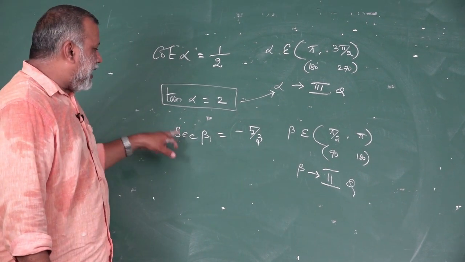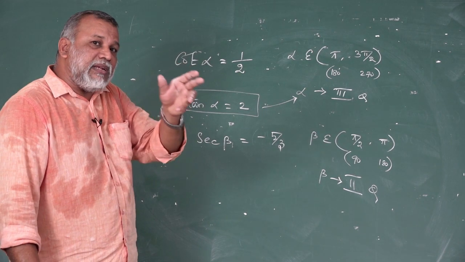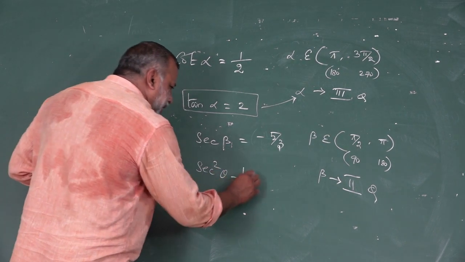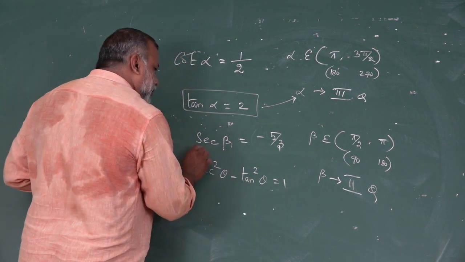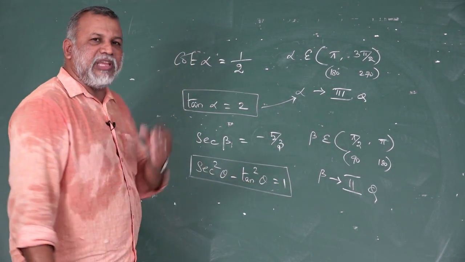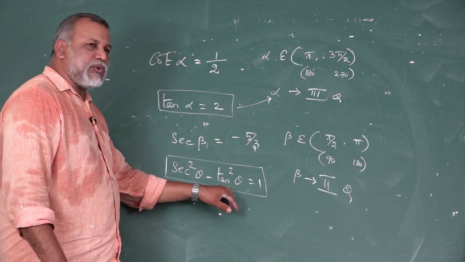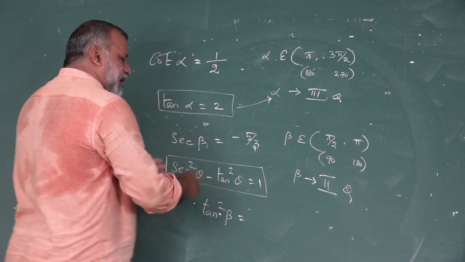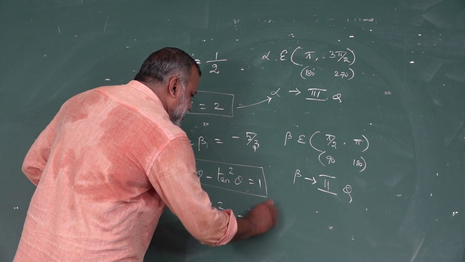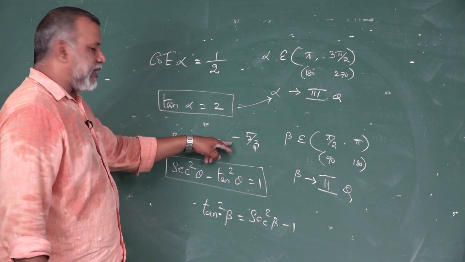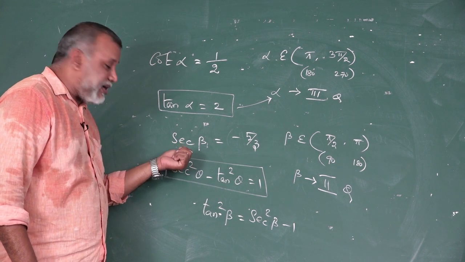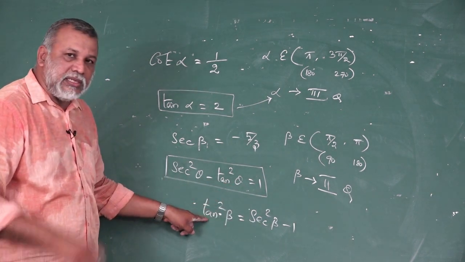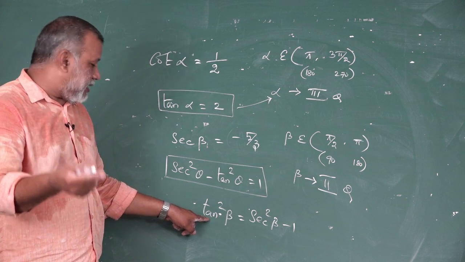See the identity. Secant beta is given, we need tan. What is the formula to find tan? Listen to this concept: secant squared theta minus tan squared theta equal to 1. You know this identity. We need tan squared, so interchanging these two values, tan squared beta equals secant squared beta minus 1. Already we have secant beta here, so square this value and substitute here.